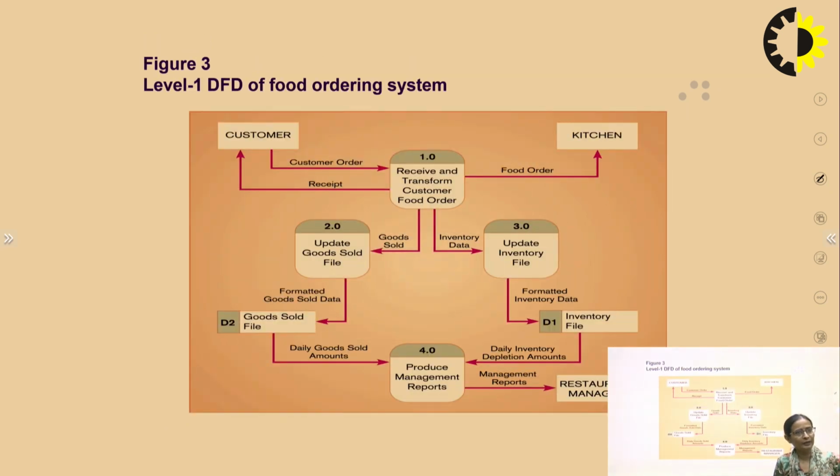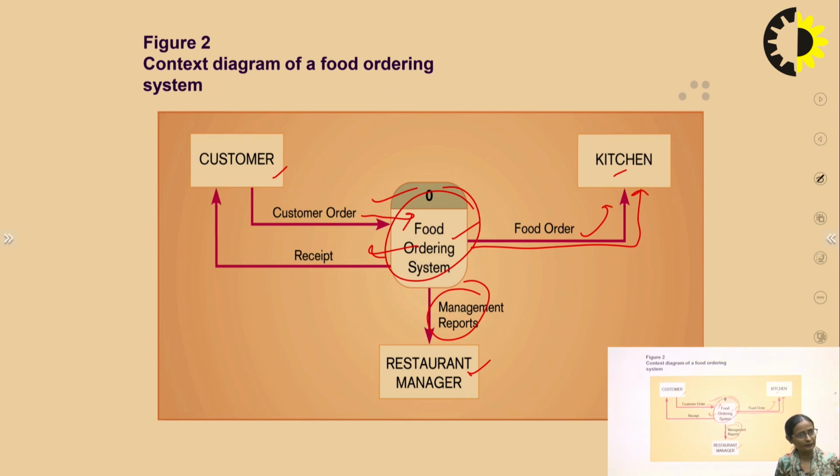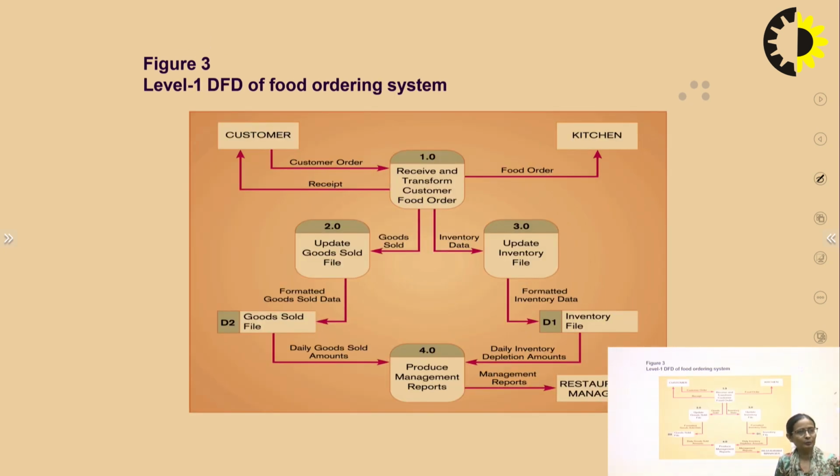Now the level 1 DFD of the same. This is my context level diagram, so I need to break down this process. How is the breakdown of this process done? Here I have the very first process, 1.0, receive and transform the customer food order. This is another, update the goods sold file. Here I am updating the inventory. This is for the update part, and this is for the management report part.